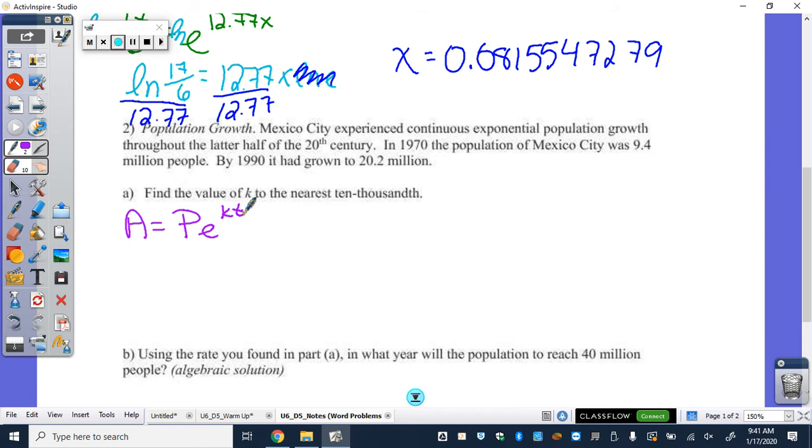So we have to go with the information that we have. And what do we know? In 1970, the population was 9.4 million. So that's going to be our initial. That's where we're starting at. So our P would be the 9.4 million. The other thing we know is that by 1990, it had grown to 20.2 million. So what would I plug 20.2 in for? A. That would be our new amount, quote unquote.